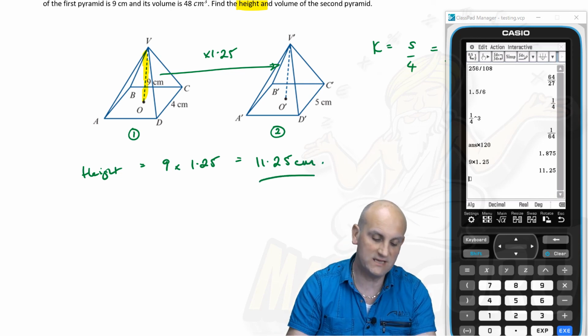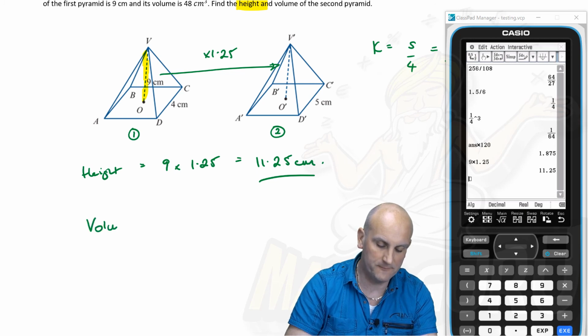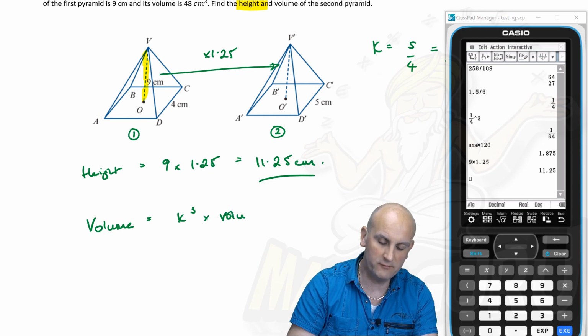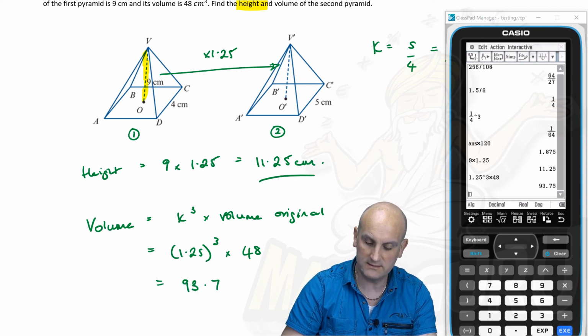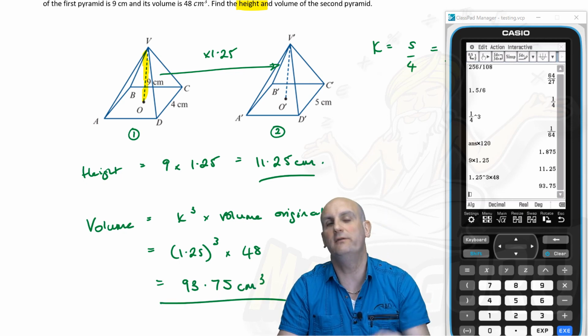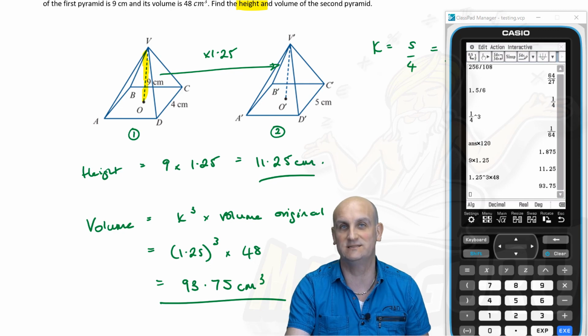Find the volume of the second pyramid. Well, we know that the volume of the next one is equal to my scale factor cubed times the volume of my original. Well, we know the scale factor now is 1.25 cubed multiplied by the volume of the original, which was 48. So 1.25 cubed multiplied by 48 gives me a volume of 93.75 centimeters cubed. Now, I haven't done any area examples because they're pretty much exactly the same.